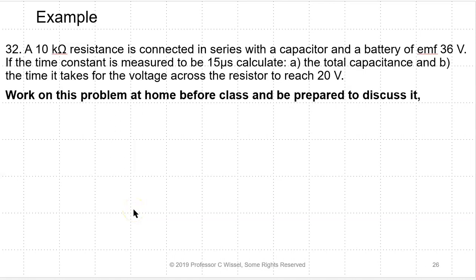A 10 kilo ohm resistance is connected in series with a capacitor and a battery EMF of 36 volts. If the time constant is measured to be 15 microseconds, calculate the total capacitance and the time it takes for the voltage across the resistor to reach 20 volts.